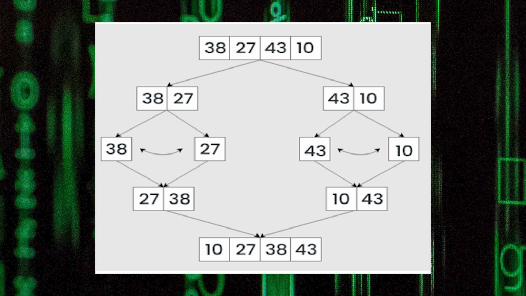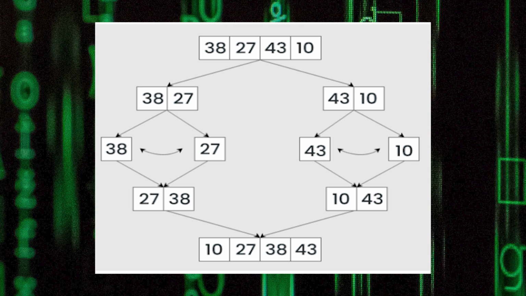Now swapping is to be done. 27 is smaller than 38, so the comparison is done and swapping is to be done. The 27 will be placed on the leftmost side and 38 will be swapped towards the rightmost side. Now after swapping the arrays are to be merged, 27 and 38 are merged. Here 10 and 43 are swapped with each other, and 10 is in an appropriate place.